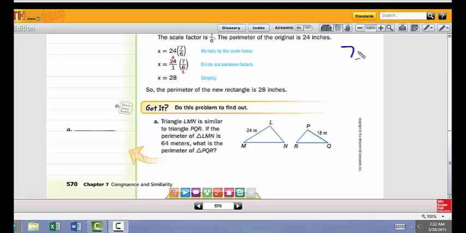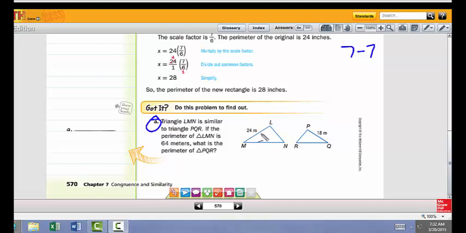Here are your solutions to 7-7, the letter problems. Starting with letter A. First of all, we have triangle LMN, the first triangle here, similar to triangle PQR. So you can see that we had a reduction in size. If the perimeter of LMN is 64 meters, what is the perimeter of PQR?